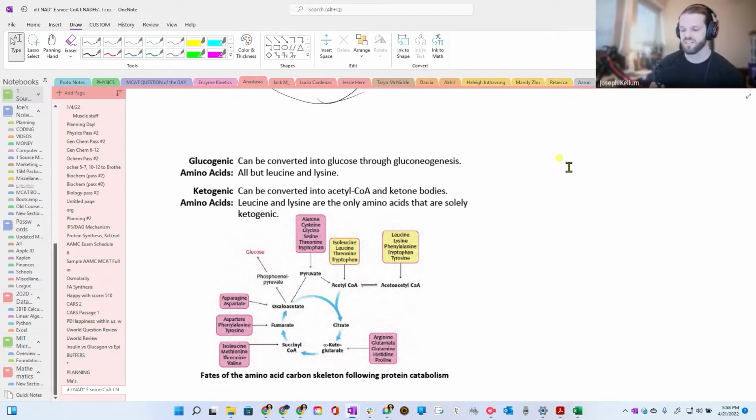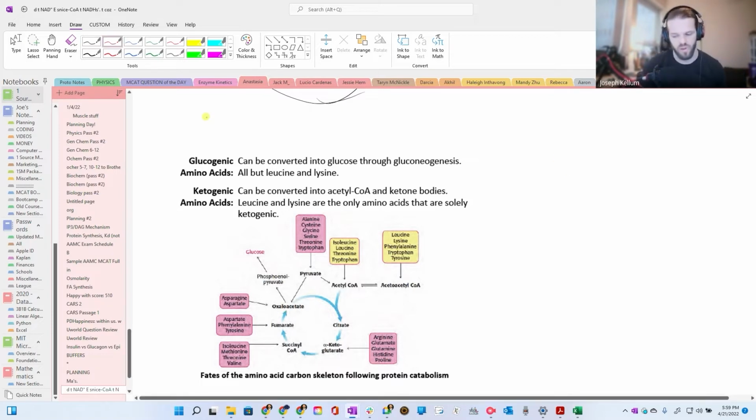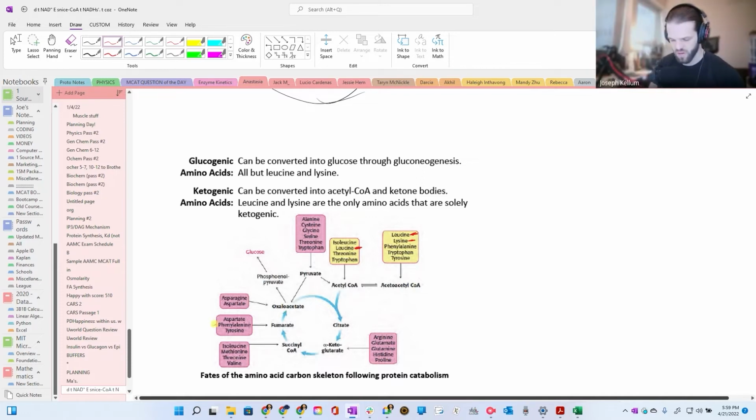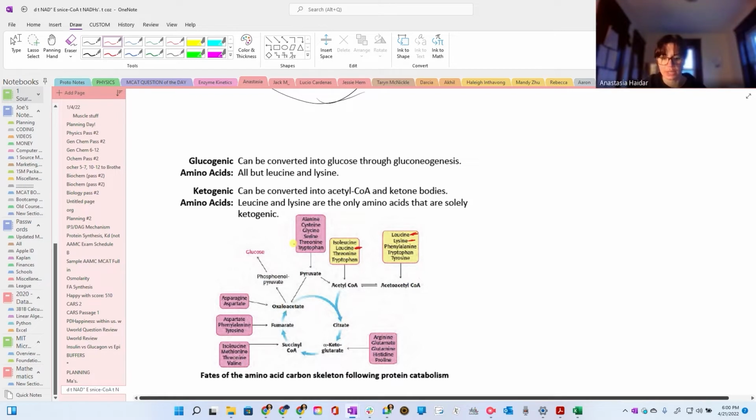Because everything else is ketogenic or is glucogenic somewhere along the way, right? Leucine right here, and lysine right here. Those are the only ones that are never glucogenic anywhere. Phenylalanine comes in over here, tryptophan comes in up here, so all of those come in at least one spot where they can be glucogenic, but leucine and lysine never do. I'm not sure why.